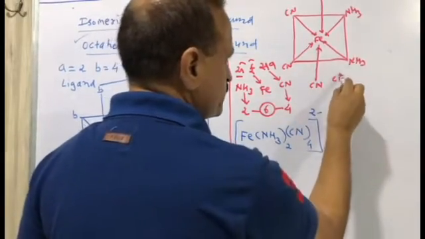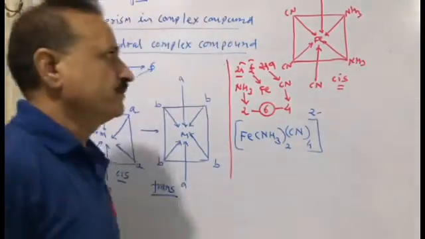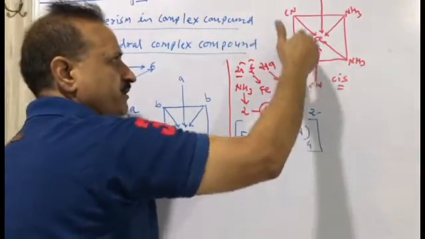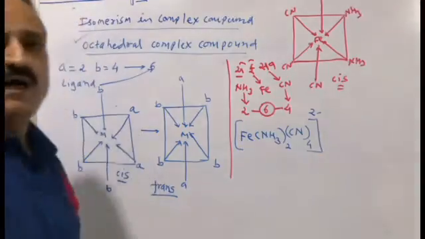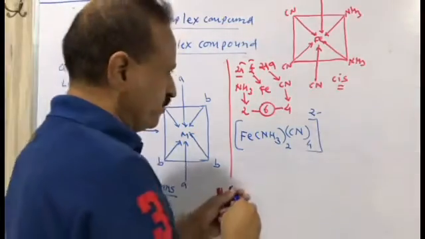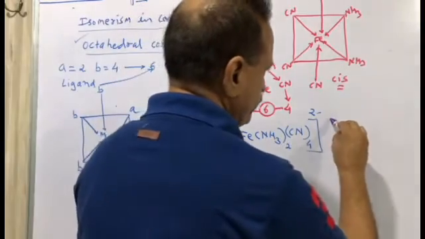This is the cis isomer. 4 cyanide are very close to each other, 2 ammonia are very close to each other, then it is cis, and trans can be drawn over here. Here it will be trans.